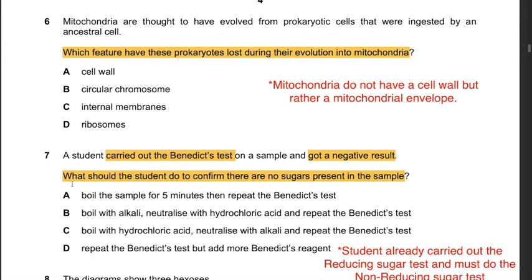Question 6. Mitochondria are thought to have evolved from prokaryotic cells that were ingested by an ancestral cell. Which feature have these prokaryotes lost during the evolution into mitochondria? Obviously, mitochondria do not have a cell wall. Hence, the answer is A. The feature which the prokaryotes have lost during the evolution is the cell wall, as mitochondria have a mitochondrial envelope, which is a double membrane instead of a cell wall.